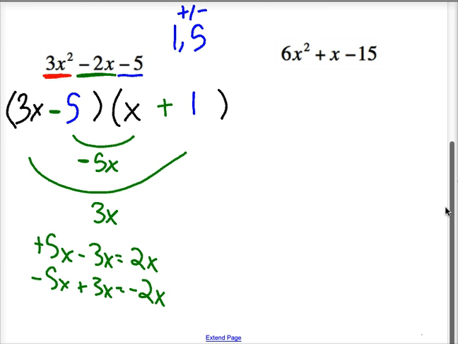All right. Last one. So this time we have a little hiccup up front. Because notice, to get a 6x squared, couldn't I use a 6x and a 1x, or a 3x and a 2x? So this time I have some options even for the first thing that I'm doing. Now, this is okay. All it means is you have some more trial and error to be doing.